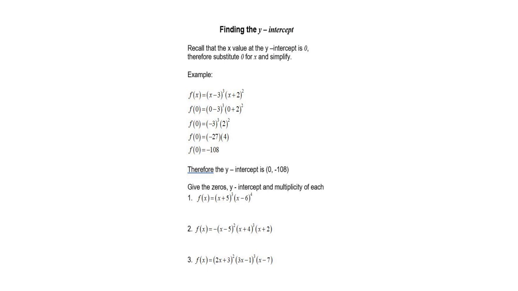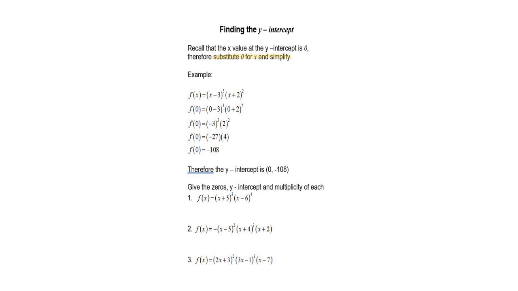Finding the y-intercept. So recall that the x value at the y-intercept is 0. Therefore, when it comes to finding the y-intercept, we're essentially going to follow all of our same rules that we've done for anything else, for linears, for quadratics. We're going to take 0 and substitute for all of our x's and simplify. Take all the x's, turn them into zeros, and simplify.